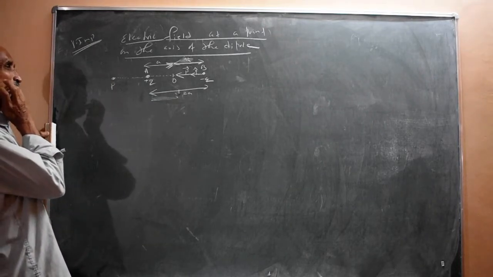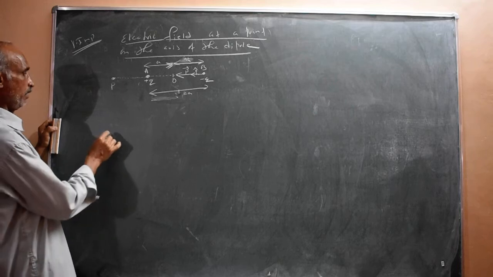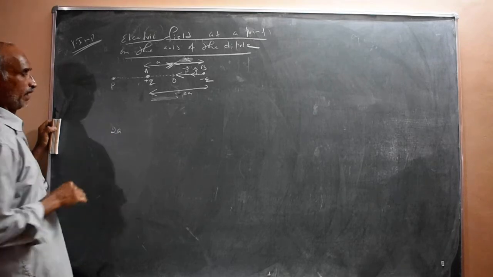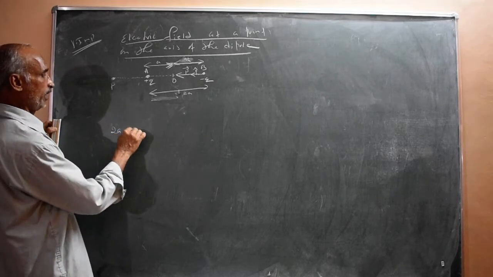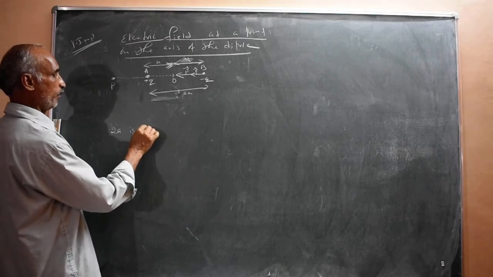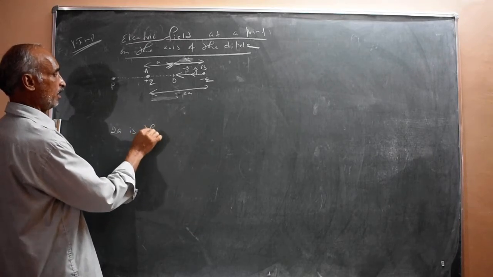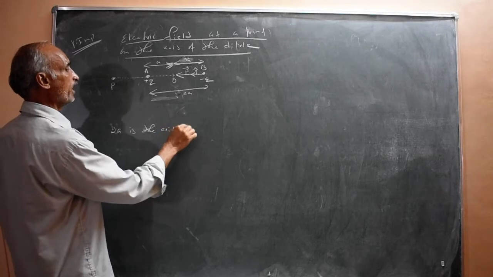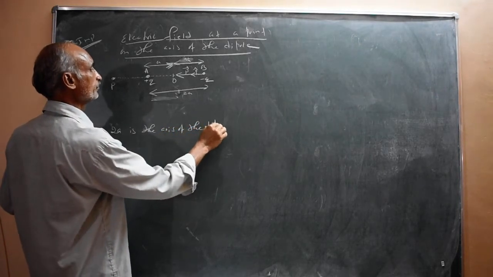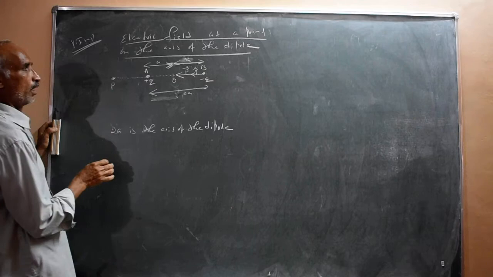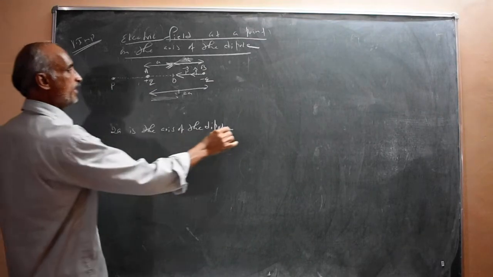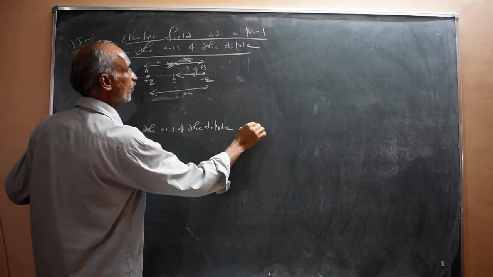Now let us take some explanation. 2a is the axis of the dipole. A is equal to AB. AB is equal to 2a.